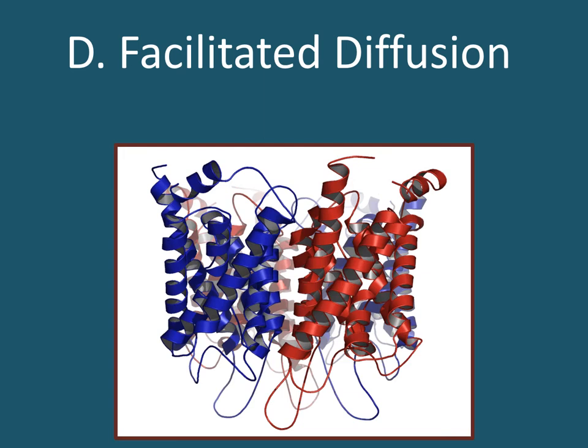Here's a specific example of a protein channel that allows for facilitated diffusion, that is, the aquaporins. Aquaporins allow water molecules to travel across the membranes. It's aquaporins that allow for osmosis to occur.